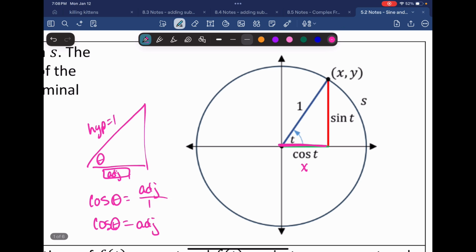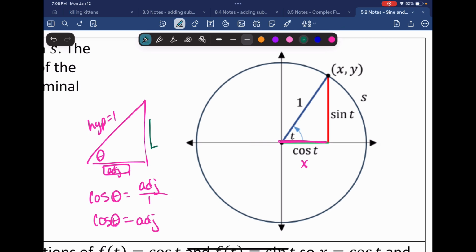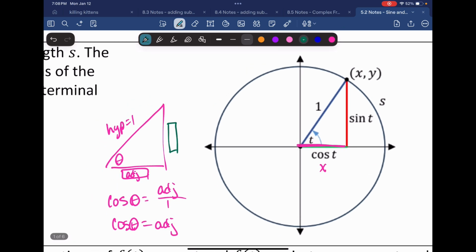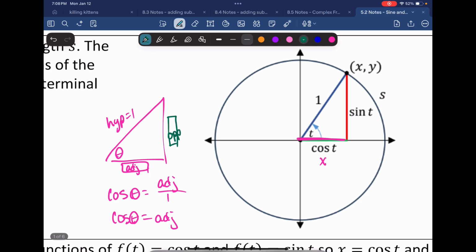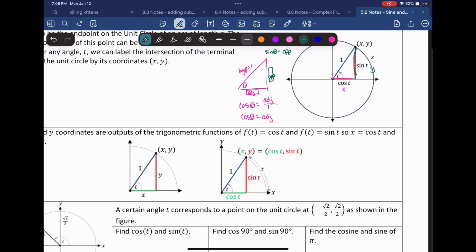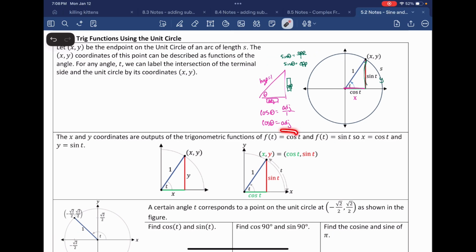And our vertical, okay, well, that's opposite. Okay, well, opposite is sine. Sine theta equals opposite over hypotenuse, which is 1. So sine theta equals opposite. That's the y. So cosine is x, sine is y, which is where this next thing comes in. F of t, your x coordinate is cosine. F of t for sine. So x is cosine, y is sine.